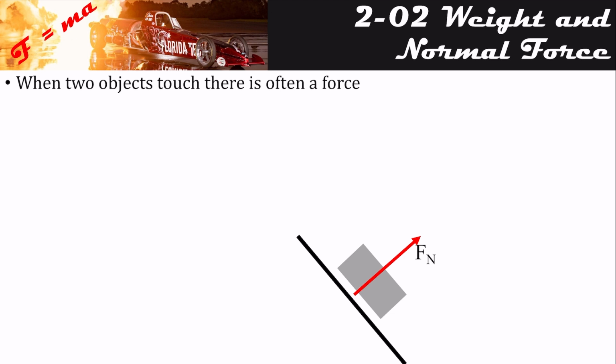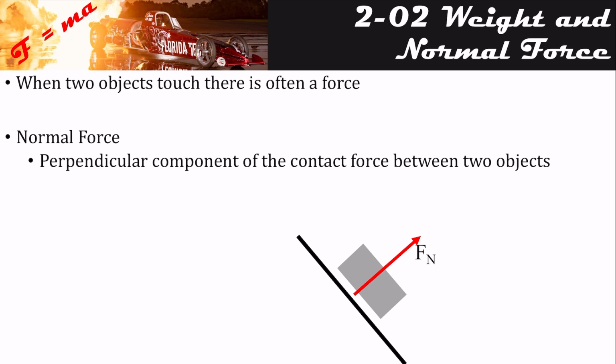When two objects touch, there's often a force. We call this force normal force, which is the perpendicular component of the contact force between two objects. Normal in math often means similar to perpendicular. So this normal force is always going to be perpendicular to the surface, and it arises from one object sitting on top of another object, or the lower object having to push the upper object upwards so that it doesn't crash through it.